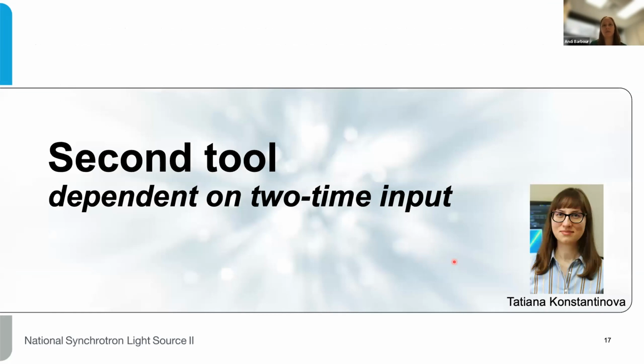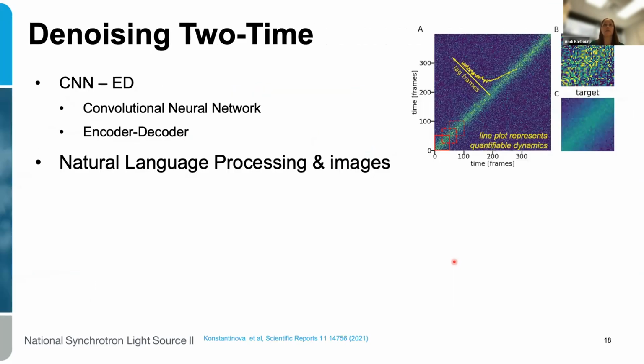The second tool Tatiana worked on was this two-time input for machine learning models. Where we wanted to start was denoising the two-time using a neural network, this encoder-decoder, which is used for natural language processing and image problems. So it's pretty well understood in machine learning academia. And here is an example of an equilibrium two-time where you can extract the dynamical information normal to this line. But putting this whole thing into a model and trying to get it to act correctly is challenging. It's a lot of memory.